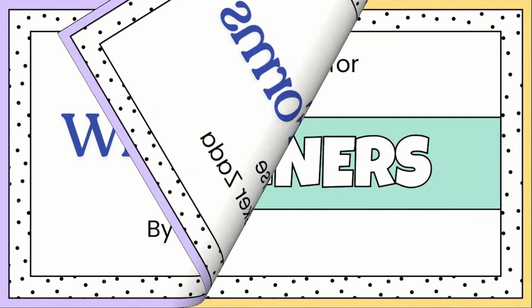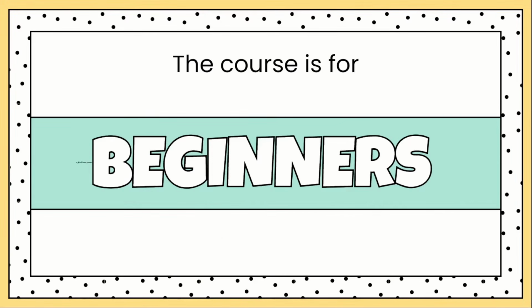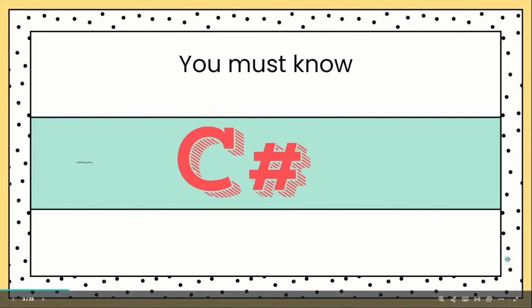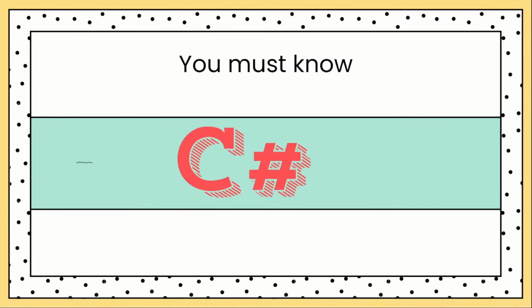WinForms C Sharp. This course is for absolute beginners, and you don't need to have any prior knowledge of WinForms. WinForms are also called Windows Forms. We will be using C Sharp to program WinForms. That means the only prerequisite for this course is C Sharp. So you must know the language C Sharp. You must have a good understanding of C Sharp before taking this course.